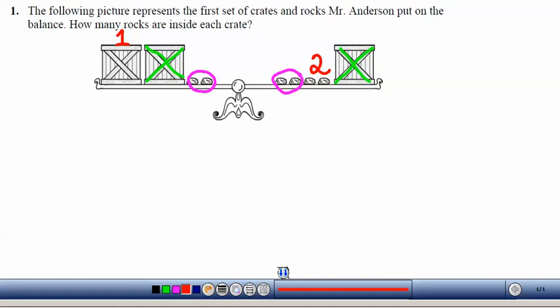So what conclusion, Camille, do you draw? 2 rocks equals 1 box? Is that what the question asks? What does the question ask? So what's the answer to that question? Give me a sentence. 2 rocks are in each crate. There we go. 2 rocks.